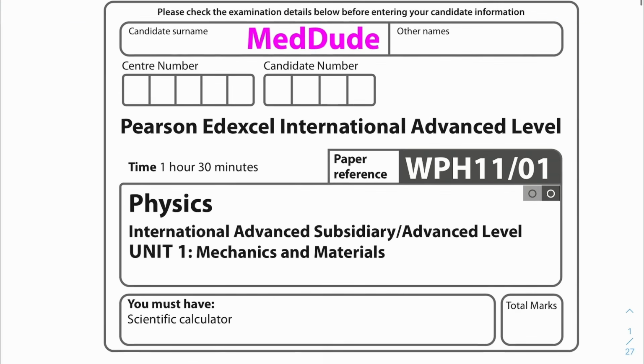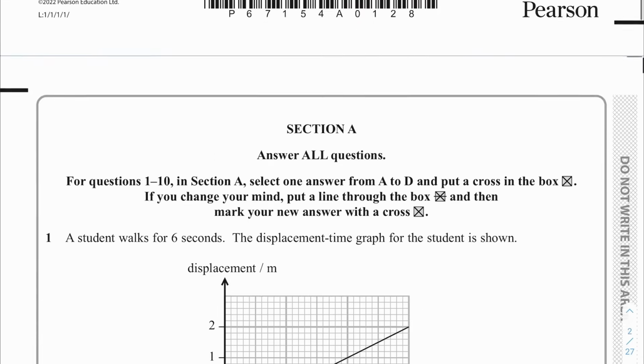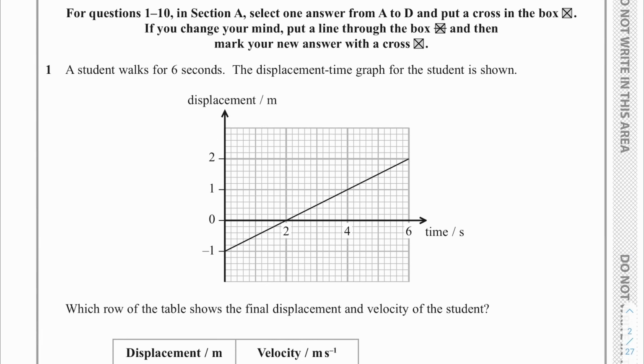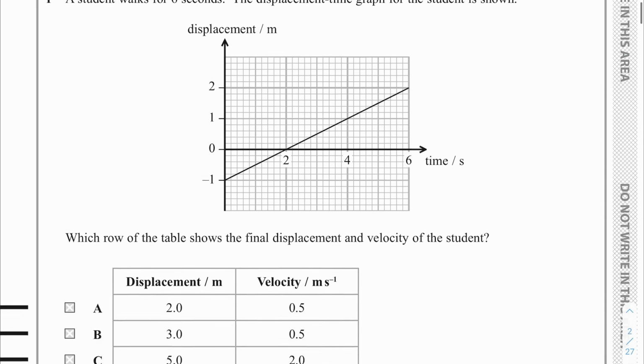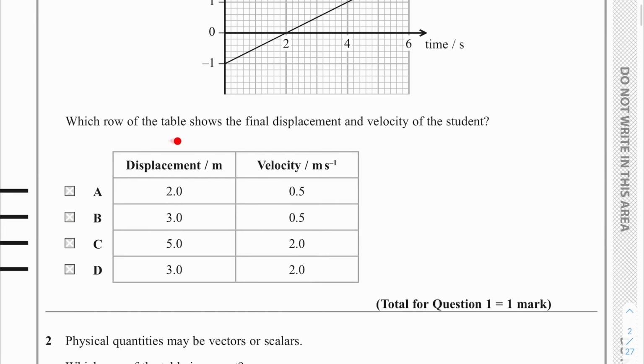So we have question number 1. A student walked for 6 seconds. The displacement time graph for the student is shown. Which row of the table shows the final displacement and the velocity of the student?